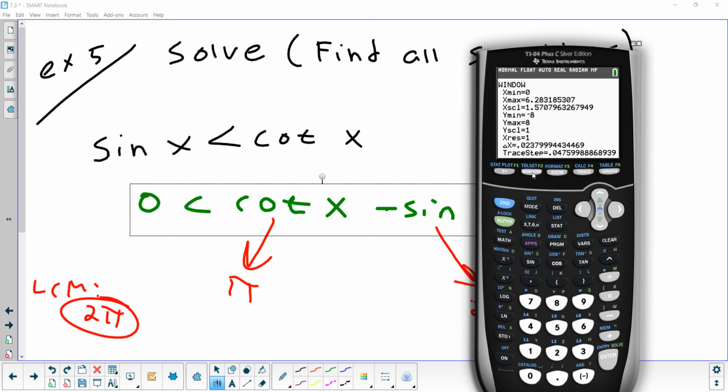Cotangent has a range of negative infinity to infinity, so we're going to end up with asymptotes. So we're going to look for where this graph is below the x-axis, but watch out for any asymptotes. Looks like I have an asymptote dead in the middle of the screen, so that's easy to find if we know it's 0 to 2 pi. And it looks like I have another one on the right edge of the screen, and I have one on the left edge of the screen.